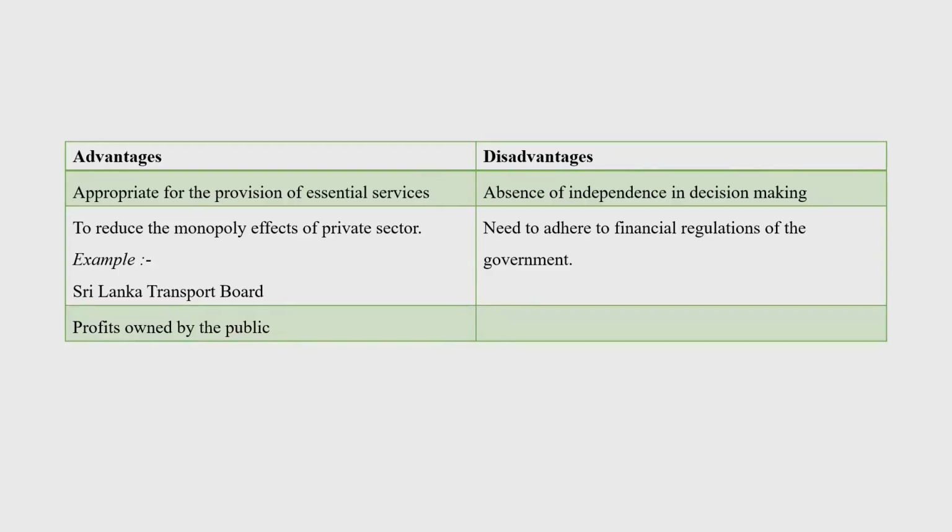Now let's discuss the advantages and disadvantages. Essential services are provided by state corporations and reduce the monopoly effects of the private sector. The monopoly effect means a single seller dominates the market. Profit will be owned by the public because governments spend their income on social welfare activities. Disadvantages: limited independence in decision making and need to adhere to the financial regulations of the government.